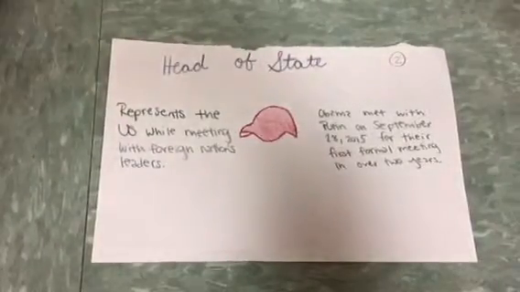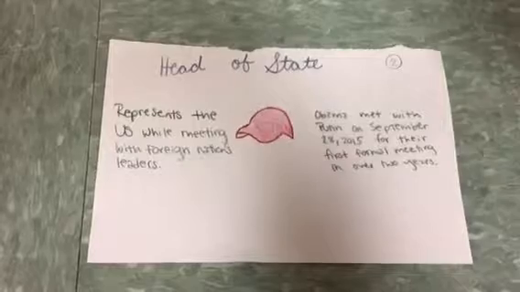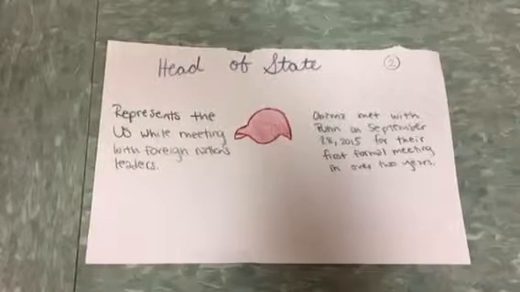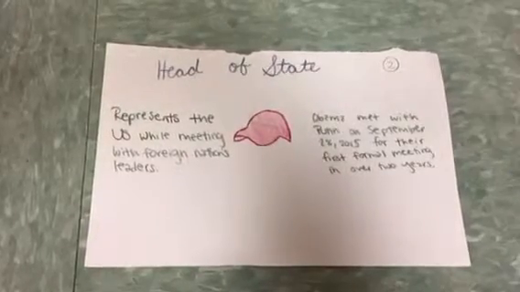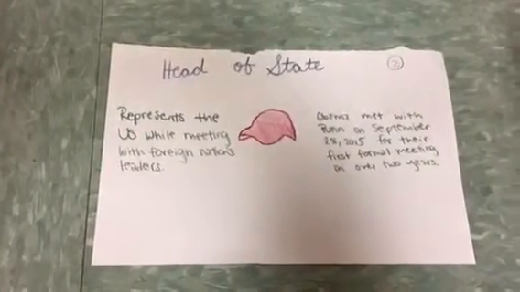The second hat is Head of State. The President represents the U.S. while meeting with foreign nations and the leaders of these foreign nations. An example of this is Obama met with Putin on September 28, 2015 for their first formal meeting in over 2 years.